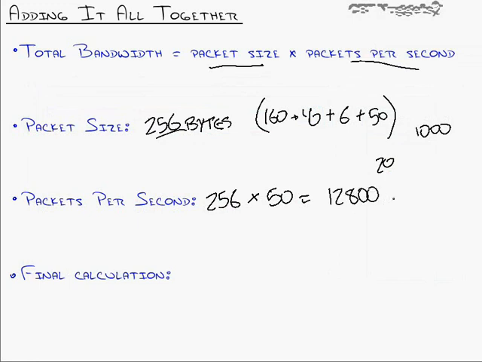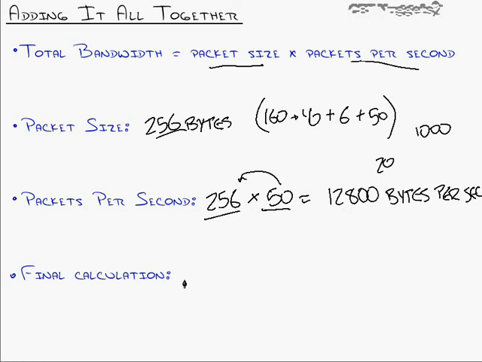12,800. So that's bytes per second, right? Because this is 256 bytes times 50 packets per second, each one containing 256 bytes. So we are sending 12,800 bytes per second. But we don't talk that way in network terms. We talk in bits per second, right?